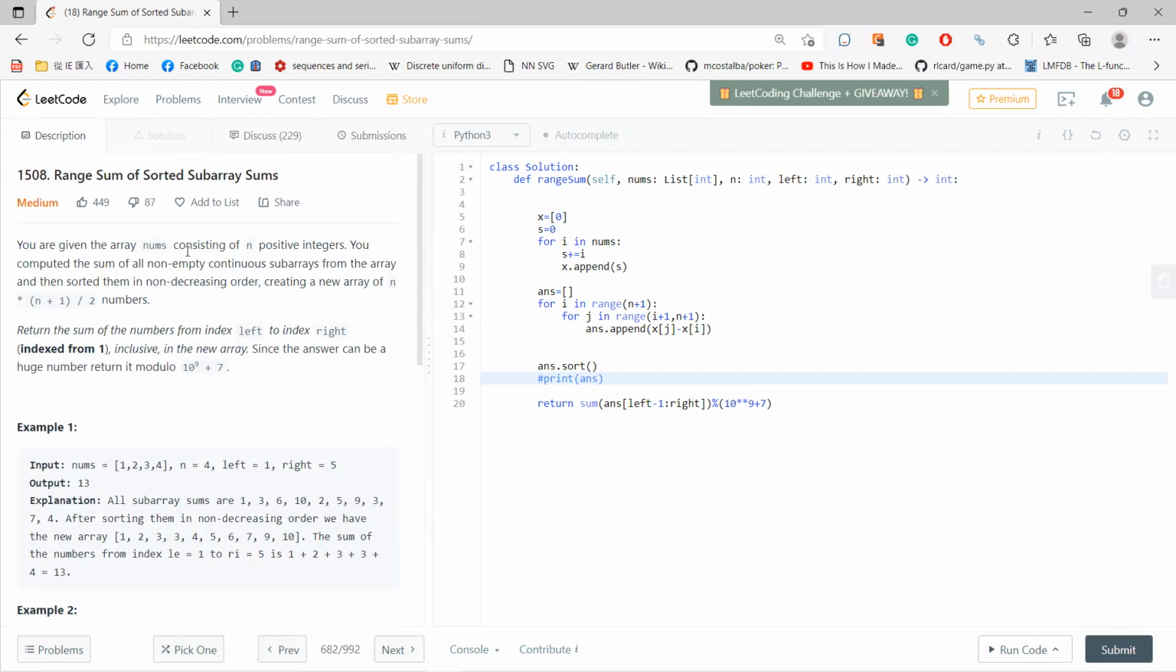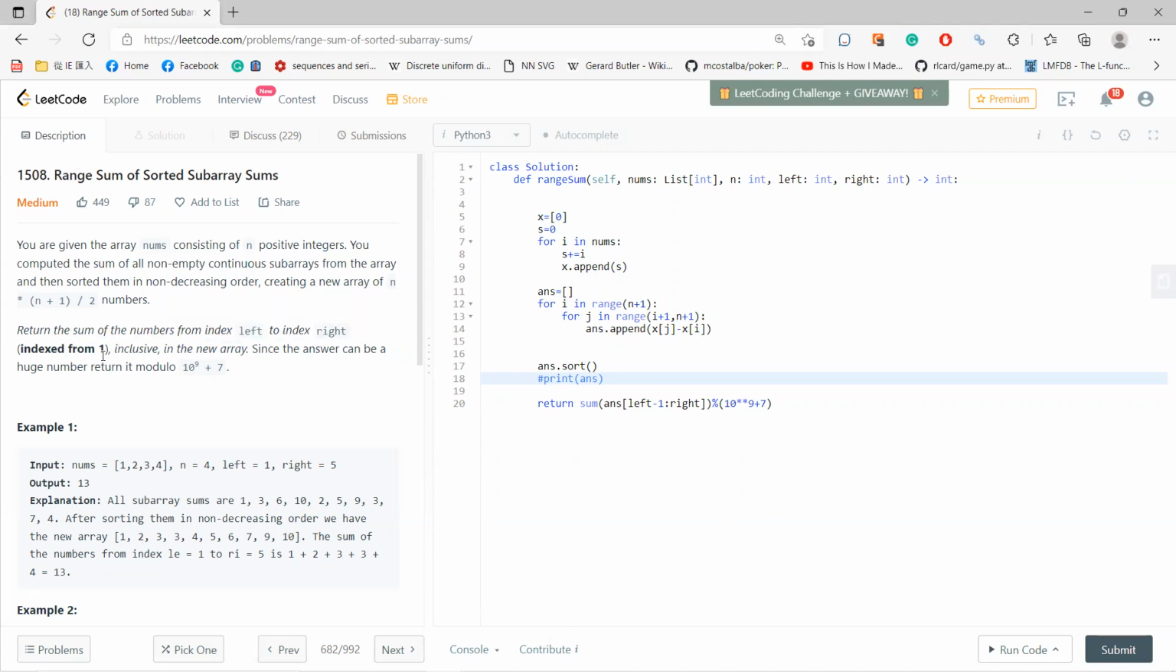So basically, you have an array nums consisting of positive integers, and you compute the sum of all non-empty continuous subarrays from the array, and then sort them in non-decreasing order, creating a new array of n times n plus 1 divided by two numbers. And then you have a left and right, inclusive.